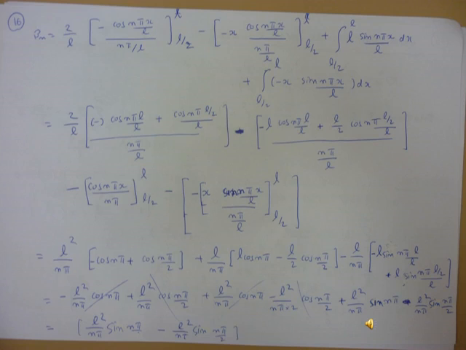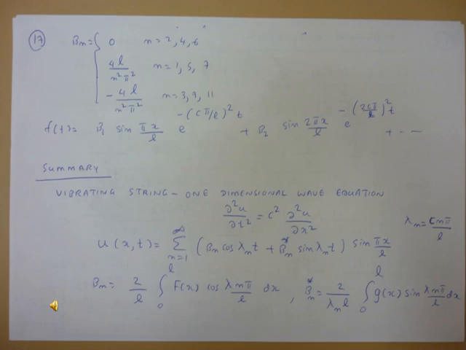After cancelling the terms, what we finally get is a squared divided by mπ sin mπ minus a squared by mπ sin mπ/2. And then we went to our results of the previous problem. So that now we integrate.